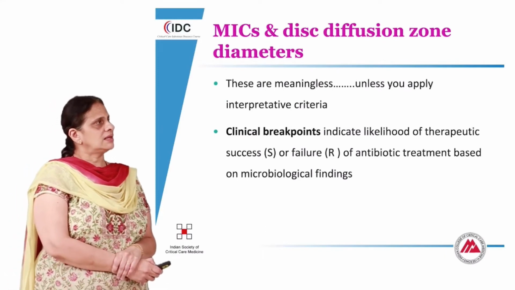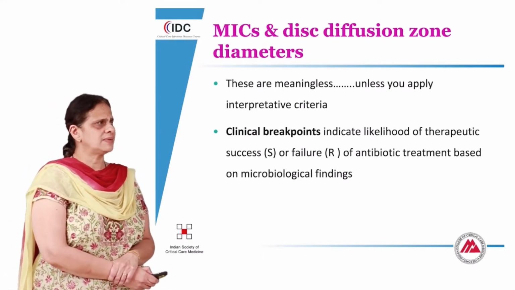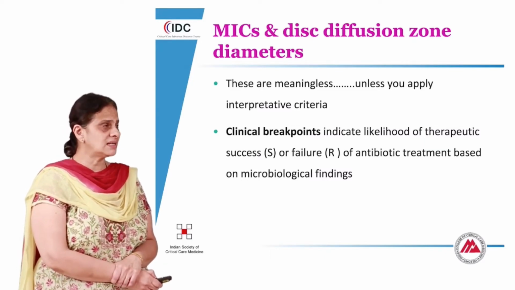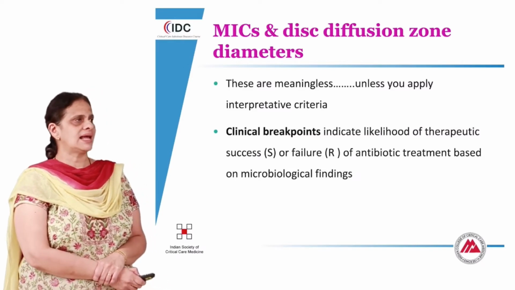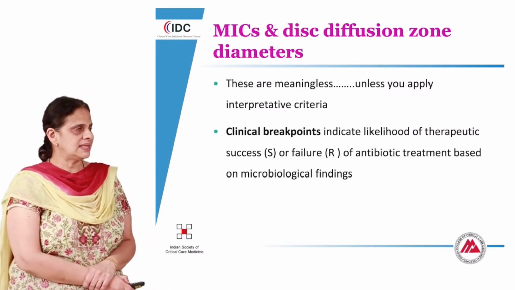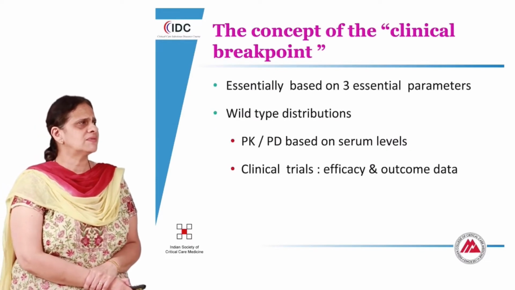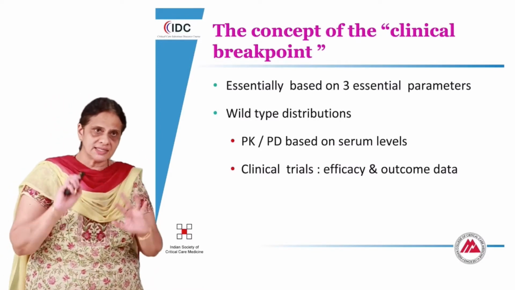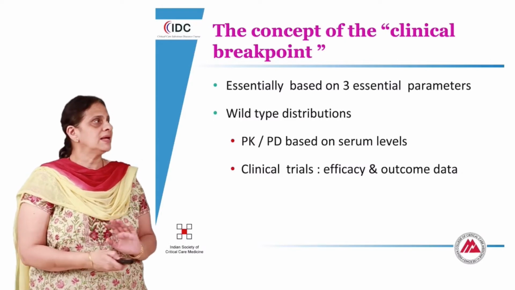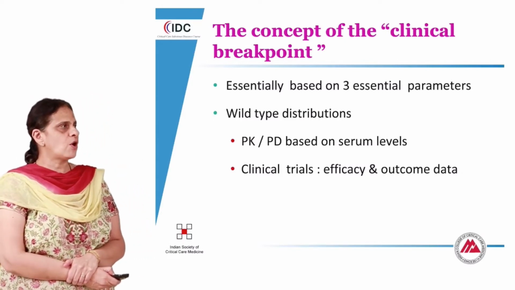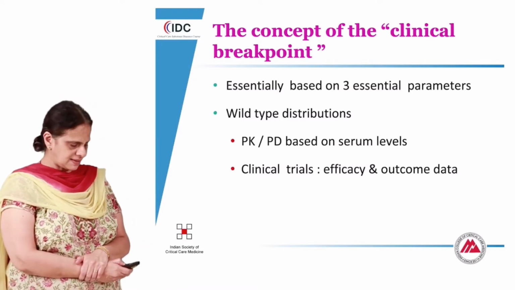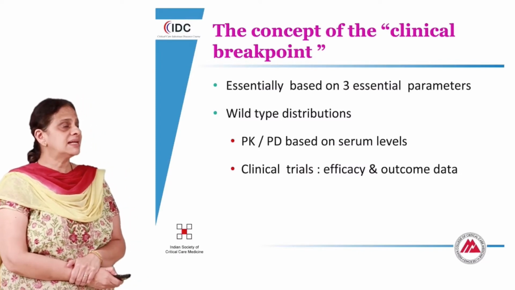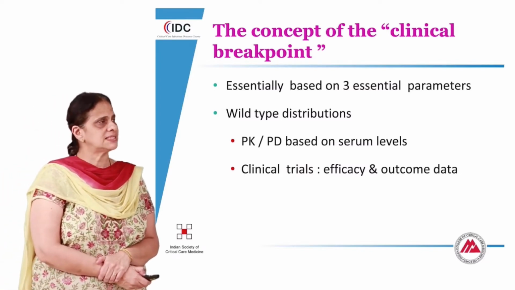So now, look at it this way, MICs and disk diffusion zone diameters are really meaningless unless you have something to apply them to. And these are what are known as the clinical breakpoints, which indicate the likelihood of therapeutic success or failure based on micro findings. And the concept of clinical breakpoint is essentially based on three parameters. These clinical breakpoints are actually set in stone. We have nothing to do with them, and they are usually formulated when the antibiotic is launched, and they are based on wild type distributions, the PK/PD studies that are based on serum levels, and clinical trials most importantly, which would define the efficacy and outcome data.